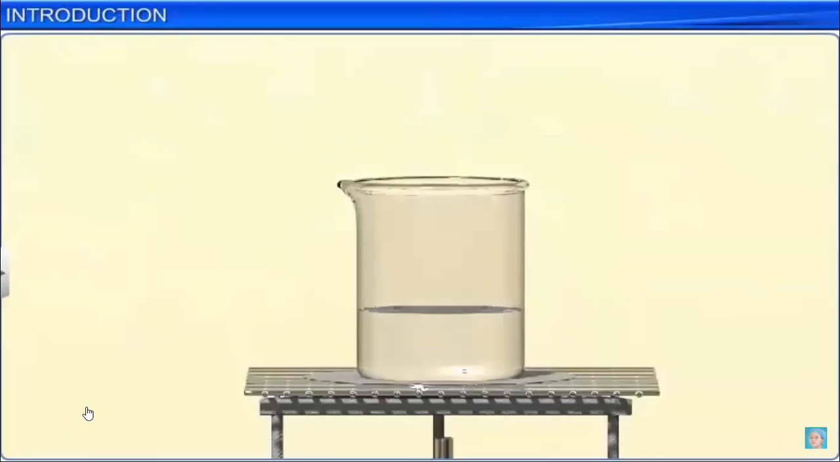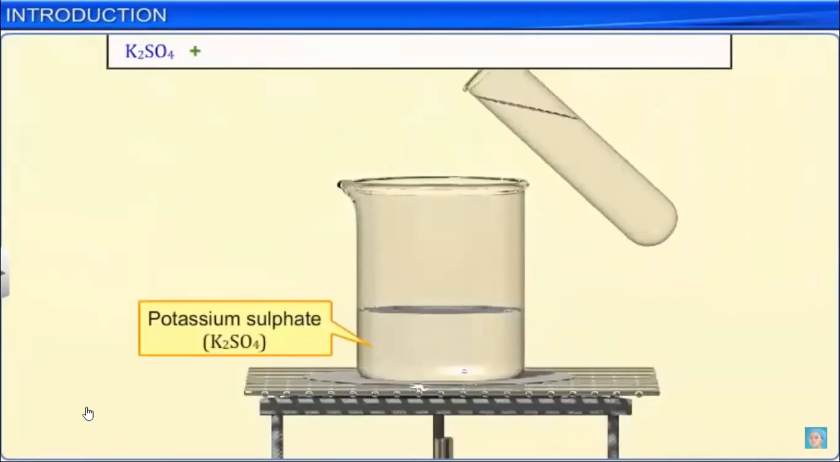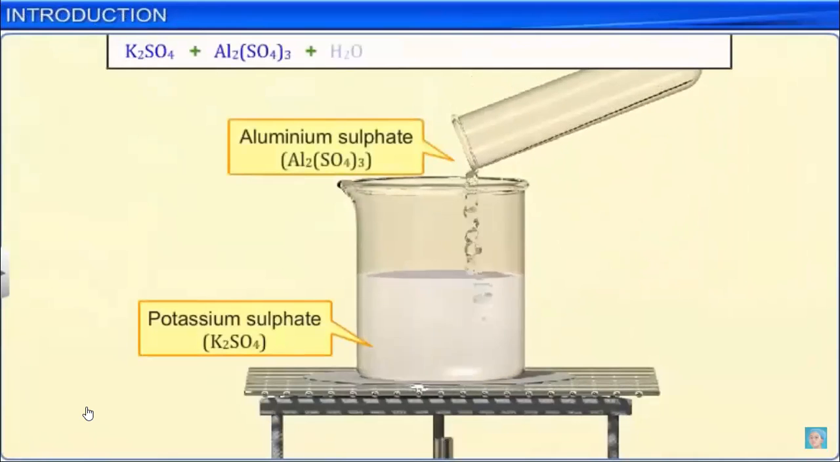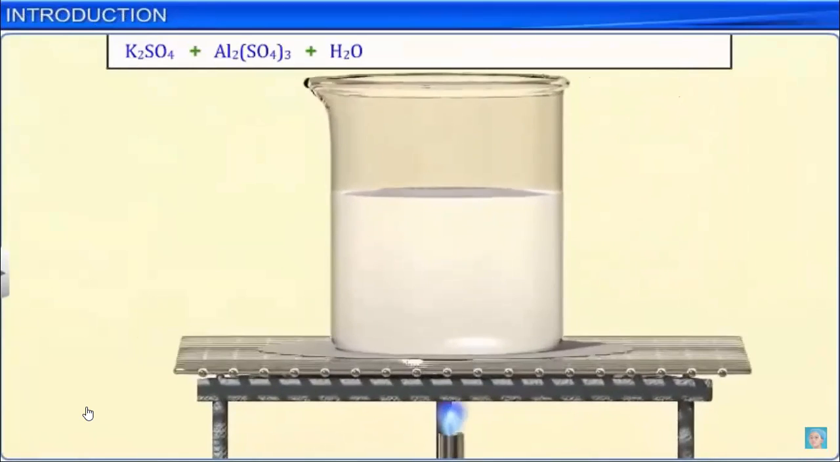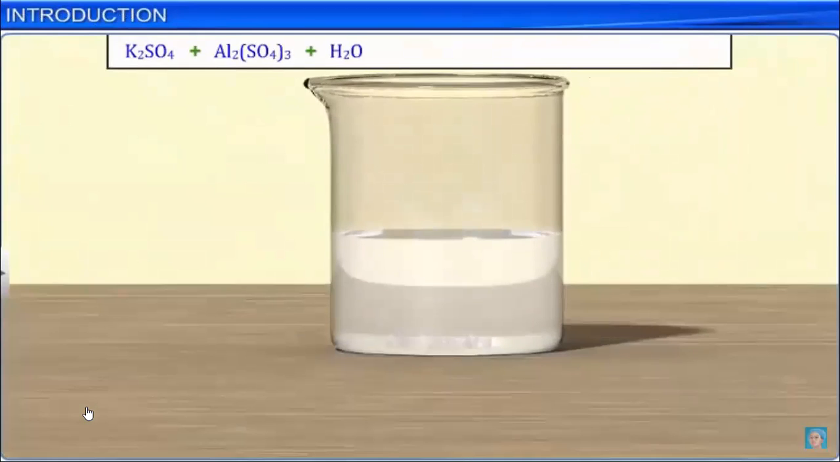When saturated solutions of potassium sulfate and aluminium sulfate are mixed and heated till the crystallization point is reached, we get the well-known compound potash alum.